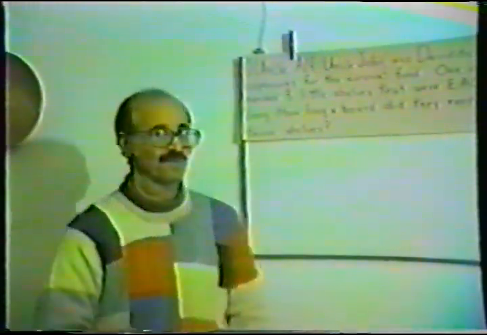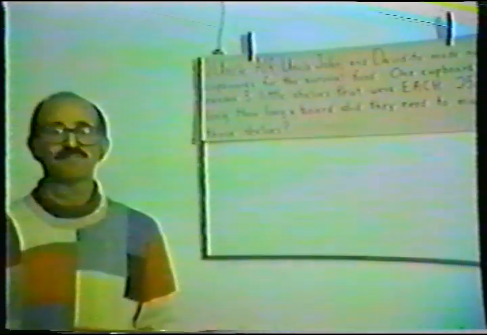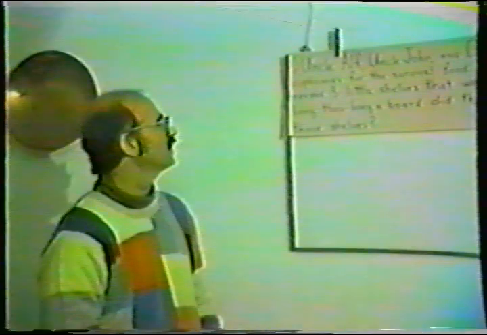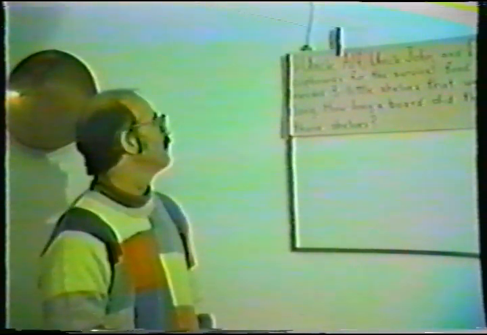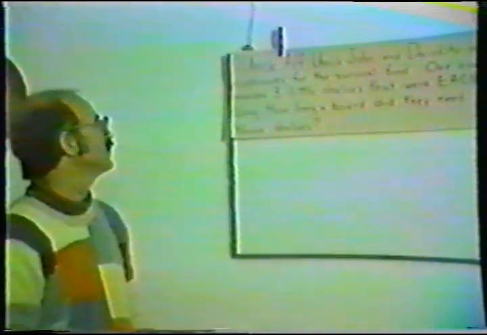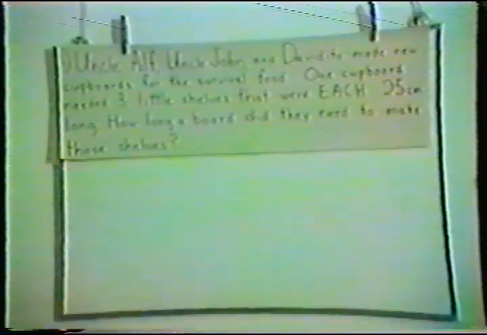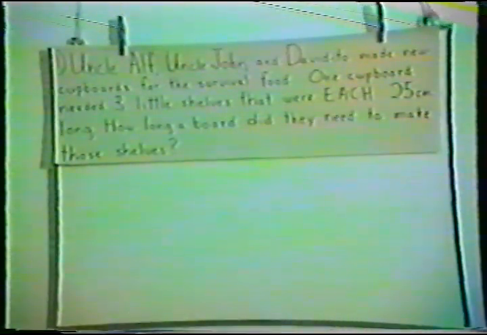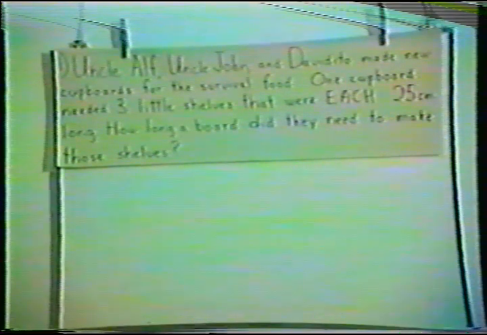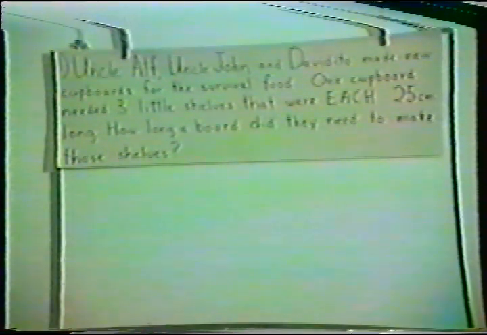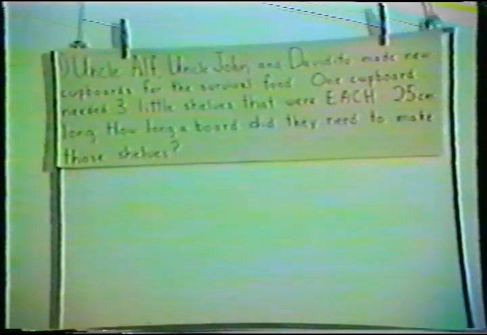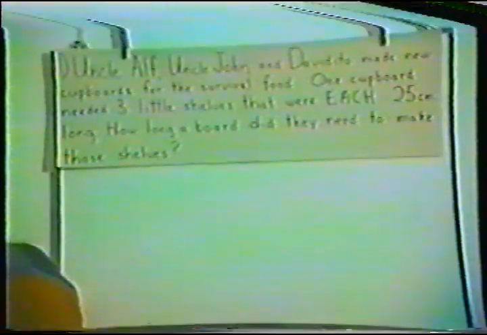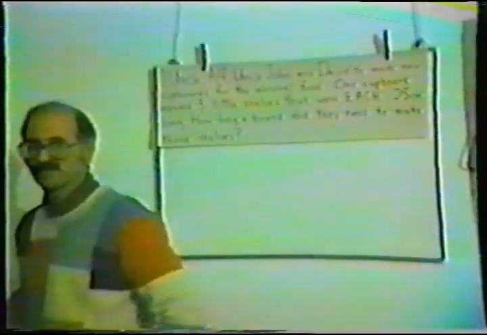Okay, we start again. Problem number 1. Uncle Alf, Uncle John, and Davidito made new cupboards for the survival food. One cupboard needed 3 little shelves that were each 25 centimeters long. How long a board did they need to make those shelves?